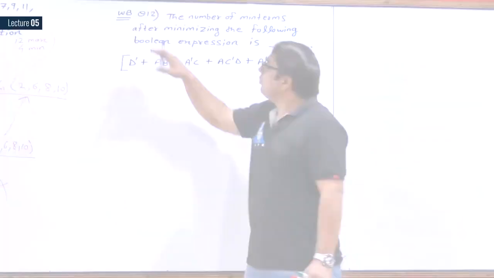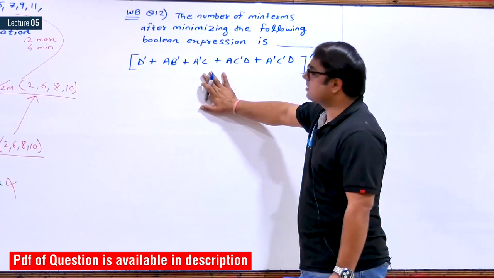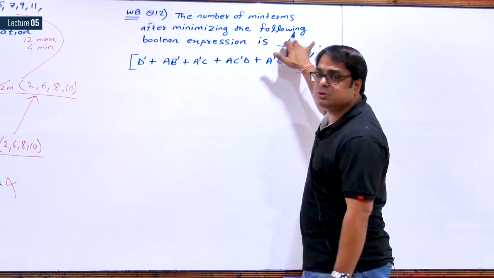Workbook question number 12. Number of minterms after minimizing the following Boolean expression is. This Boolean expression is given to us. We have to find the number of minterms. It is a fill in the blanks question. So, how many minterms are there in this given function?